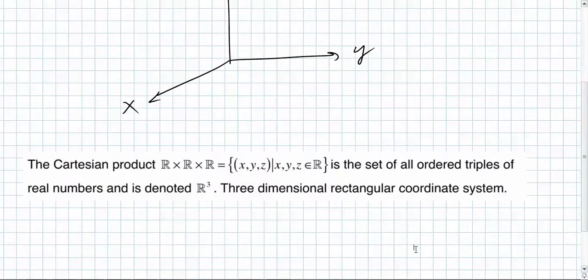R cross R cross R is the set of all ordered triples of real numbers, and it is denoted R to the third, R3, the 3-dimensional rectangular coordinate system. So that set, X cross Y cross Z, where all of them are real numbers, will denote every single point in 3 space.